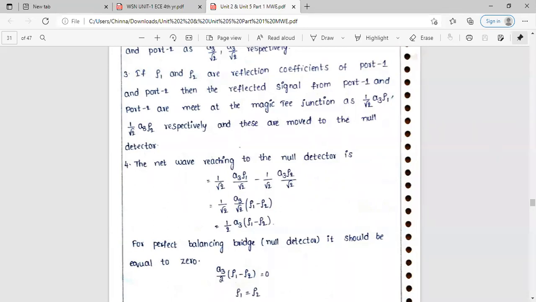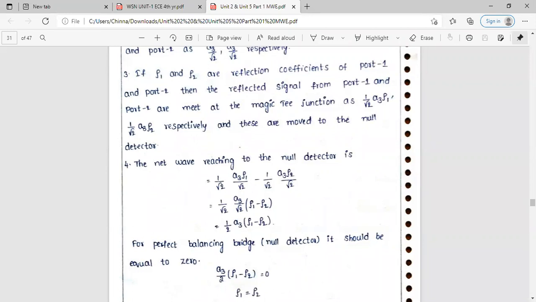Whatever the reflection coefficients, ρ1 and ρ2, they are combined and moved to the null detector. The net wave reaching the null detector is 1/√2 A3 ρ1 by √2 minus 1/√2 A3 ρ2 by √2. Taking the common factor, it is half A3 times (ρ1 minus ρ2). This is the representation of the net wave reaching the null detector. For a perfectly balanced bridge, the wave across the null detector should be equal to 0. So we need a balanced bridge, and therefore A3/2 times (ρ1 minus ρ2) is equal to 0.